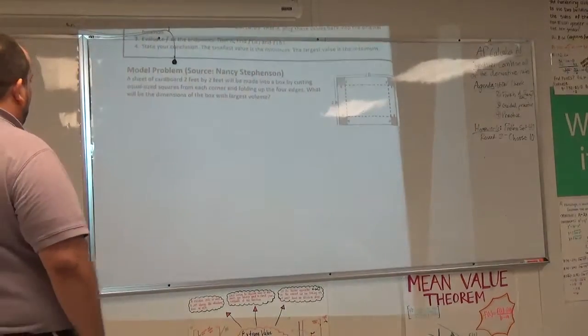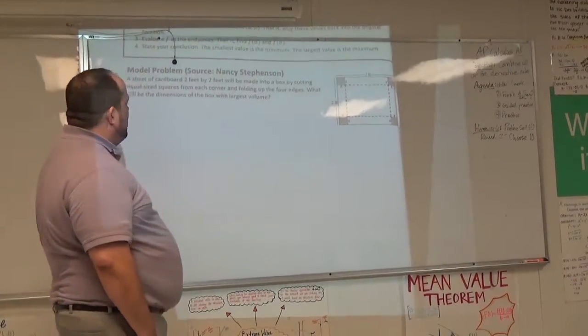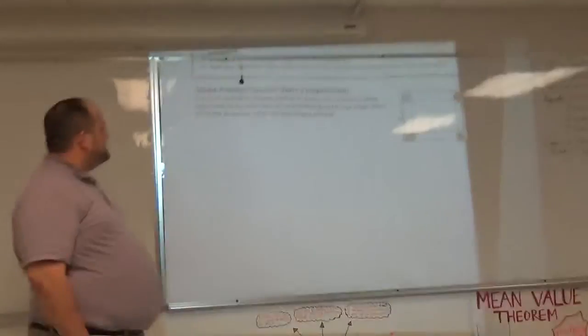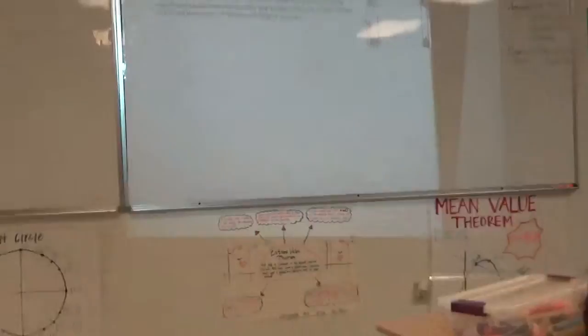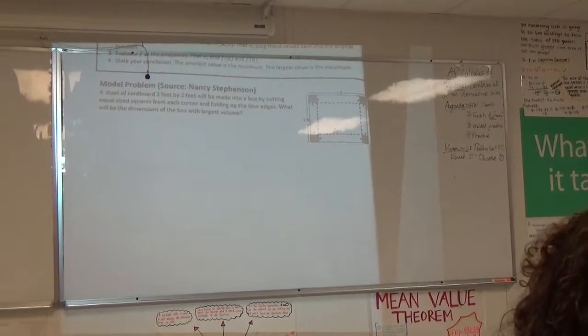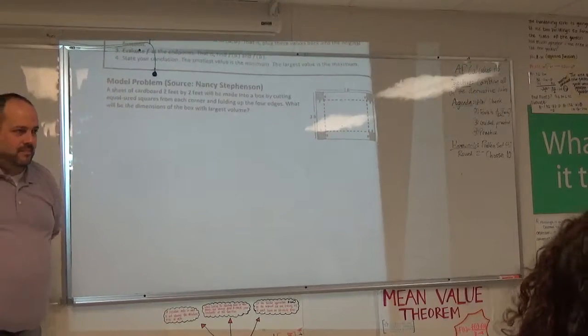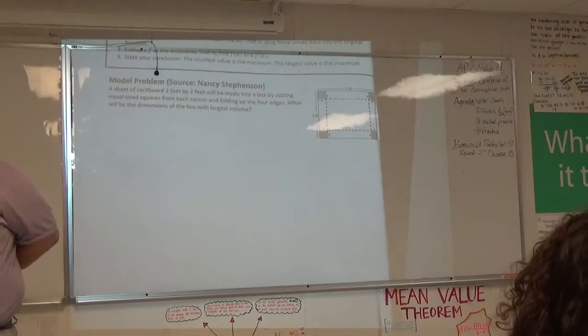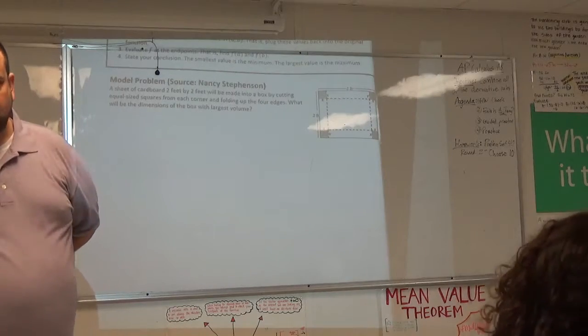Okay, a sheet of cardboard 2 feet by 2 feet is going to be made into a box by cutting equal-sized squares from each corner and folding up 4 edges. What will be the dimensions of the box with the largest volume? This is how these problems are going to feel.